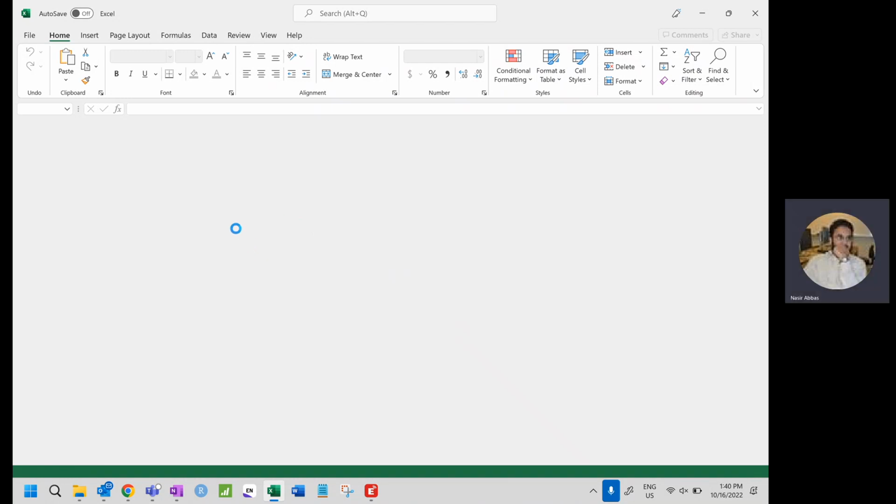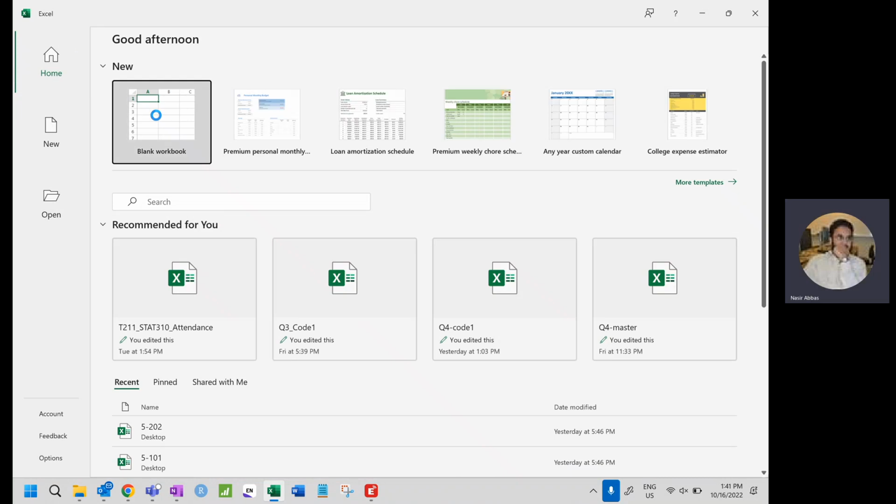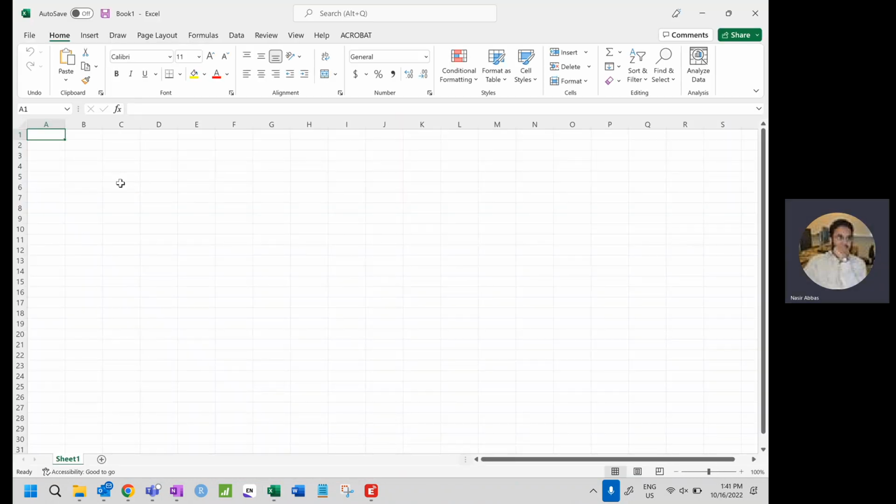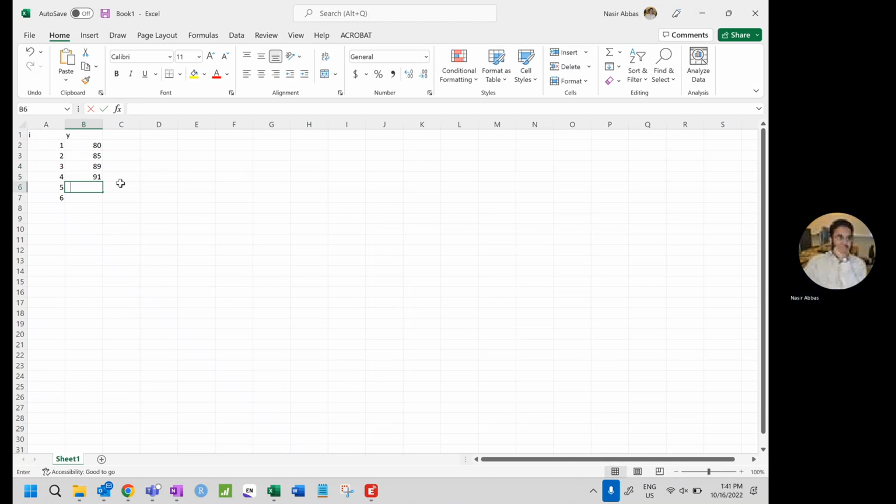Let us create a data set ourselves. Let us say we have students 1, 2, 3, 4, 5, 6. And Y is their overall score in the course. So let us say 80, 85, 89, 91, 86, and 82.